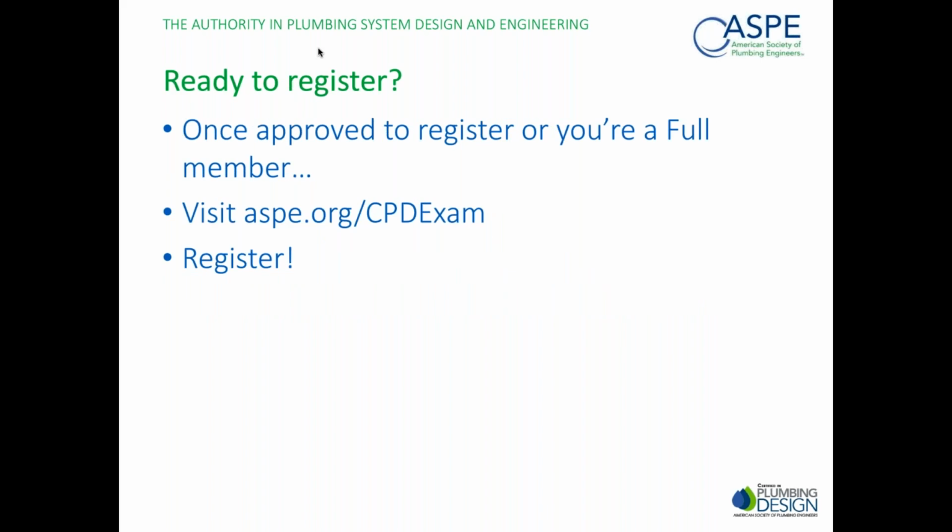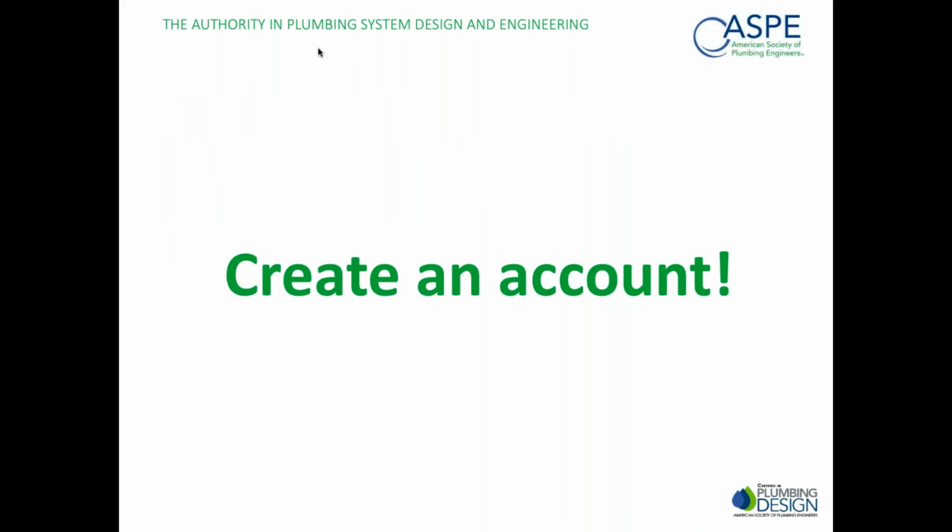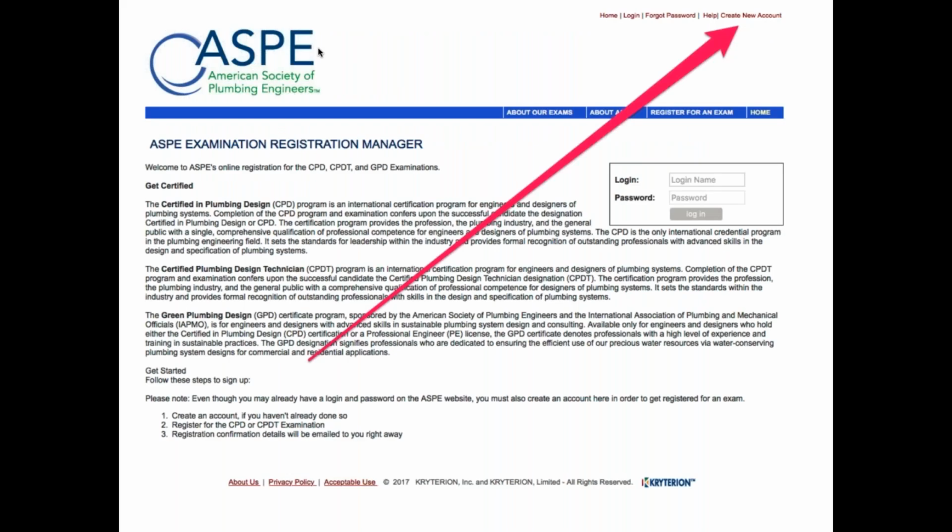Are you ready to register? Well, that's great. Once you're approved or you're a full member of ASPE, start at aspe.org/CPD exam and click register. The first step once you visit this third-party link is to create an account. Yes, that's what I said, you have to create an account. The exam registration process is managed by a third-party provider and is not linked to your ASPE.org or ASPE account. So the first thing you do, if you haven't previously done so, is to create an account.